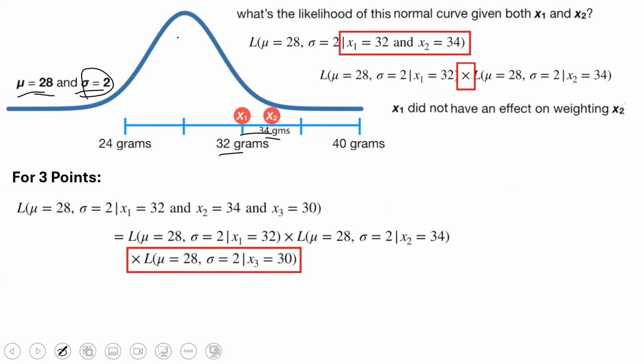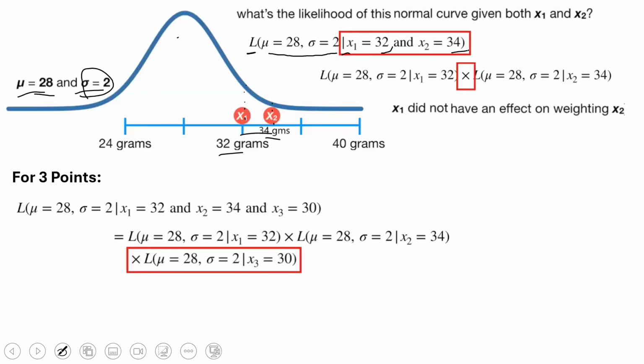Now, when it is only one data point, you use the probability density function, right? Now for this, you calculate the probability density function on this point and on this point. What is given to us? We want to calculate the likelihood value where the distribution parameters are mean equal to 28 and standard deviation equal to 2, given that one of the points is 32 and the other point is 34.